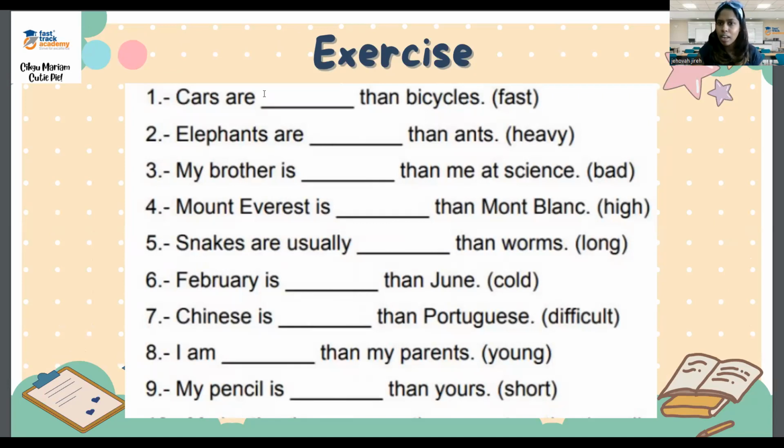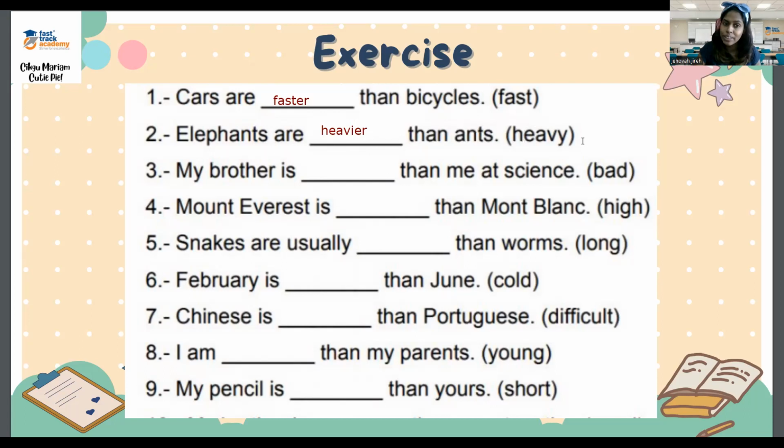Cars, number one. Cars are, how do you say, faster than bicycles or more fast? Yes, you have to use the word faster. Cars are faster than bicycles. Number two, elephants are, you have to change the word heavy, the adjective heavy, than ants. So how do you answer this? Elephants are heavier than ants.